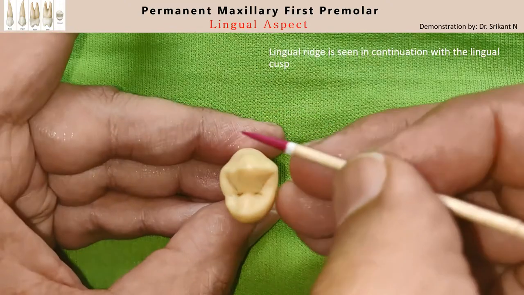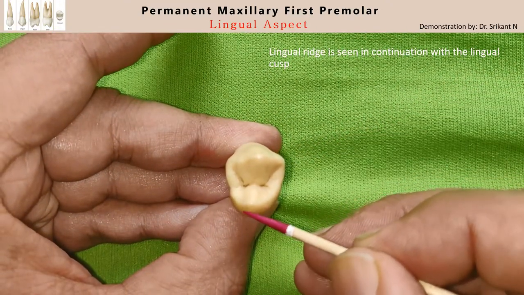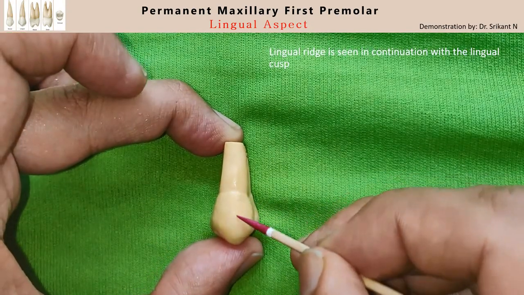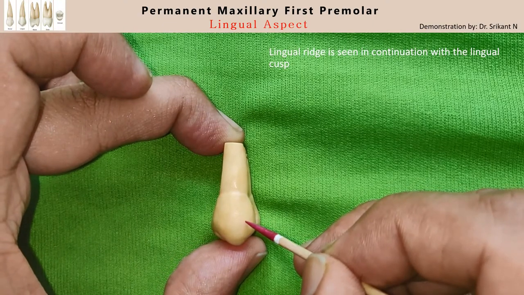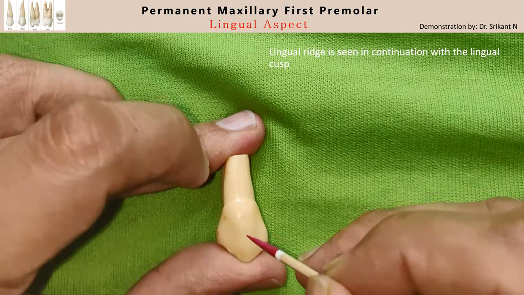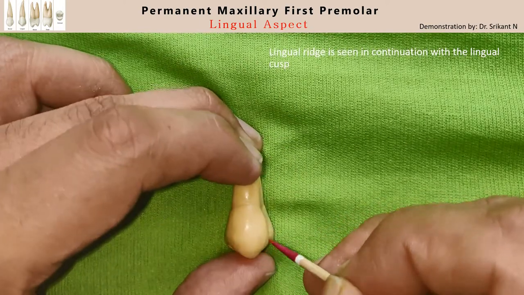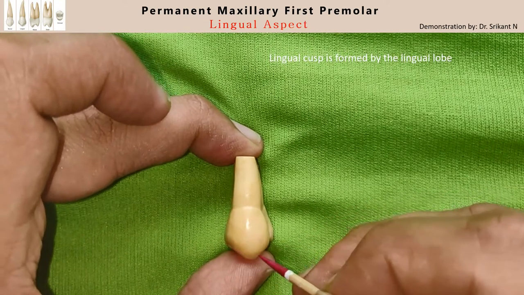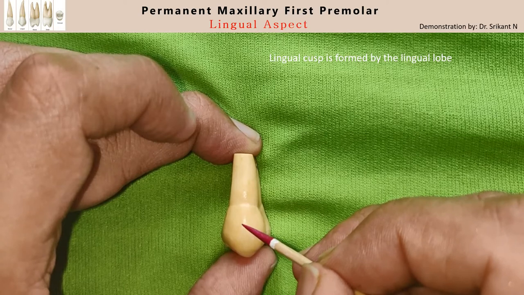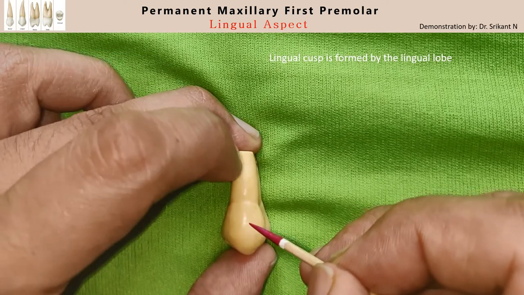On the buccal aspect, you saw a prominent buccal ridge. The lingual surface also shows a prominent lingual ridge, which is seen right in the middle here, the lingual ridge. But you do not see the developmental depressions on either side, which you saw from the buccal aspect. That is because the lingual cusp is formed from a single lobe. This whole component is the extra growth of the lingual lobe, which is the cingulum component in the incisors and the canines.